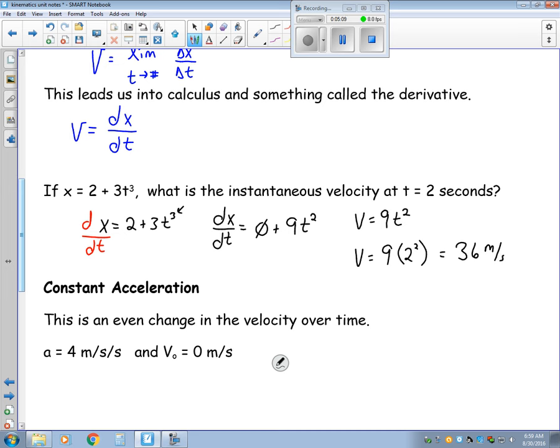All right, so that's one way we can use some calculus in physics. Again, this isn't something I'd ask you to do for me, but I like to show it to you, especially since some of you are taking calculus.